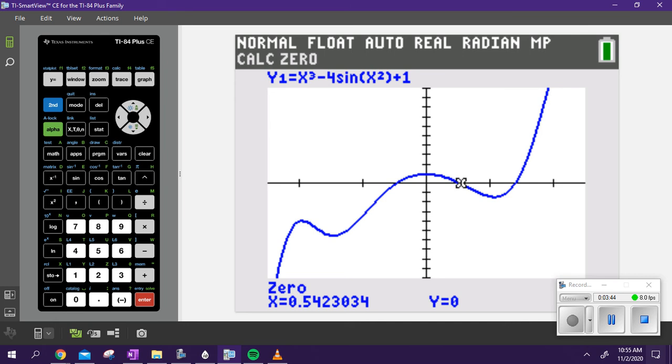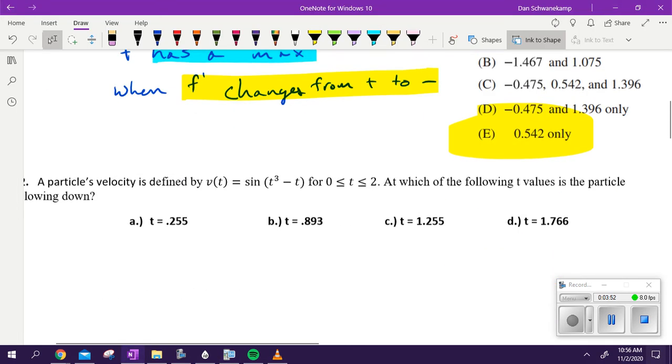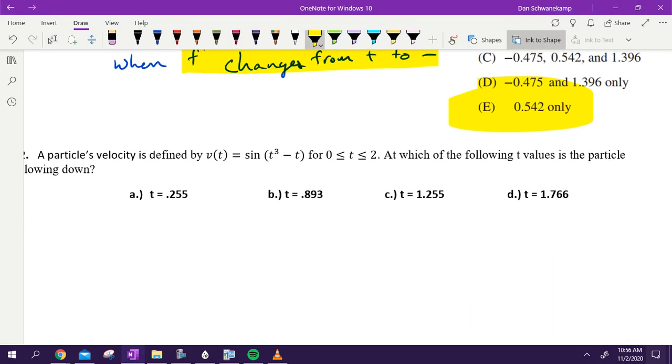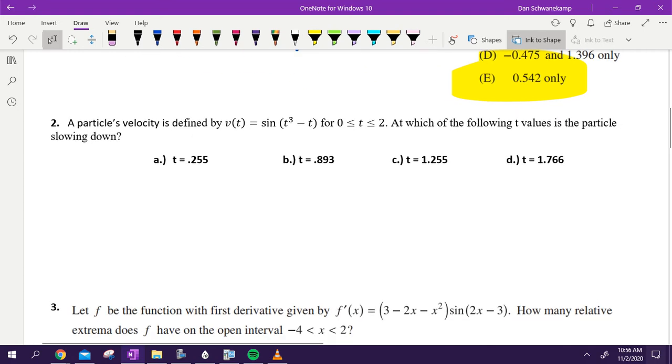Your brain will play tricks on you. That's why we write it out first so we don't allow it to. Questions on the first one? Let's do it again. Now, we're going to talk about motion later on, so don't let this one wear you out too much, but it's a good question. A particle's velocity is defined by this equation right here, between 0 and 2. At which of the following values is the particle slowing down?